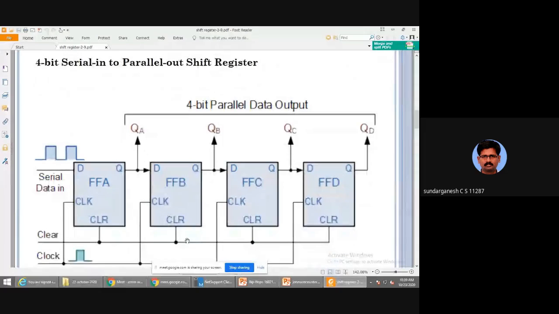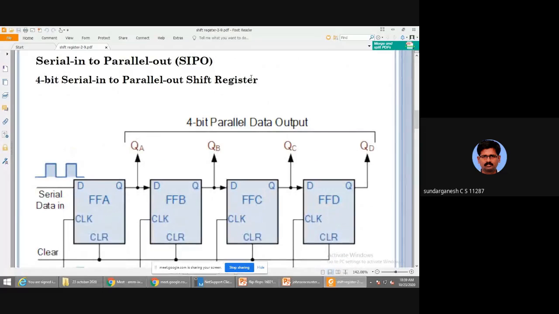Okay. So first connection, serial in, parallel out, SIPO. Serial in means only one input. The first flip-flop has a D input, serial data in. The others have only outputs. These are parallel outputs. What I am doing is giving a common clock. Initially, I clear all the flip-flops by using the clear input, so all the flip-flops become 0.